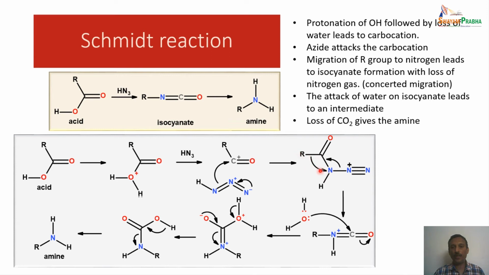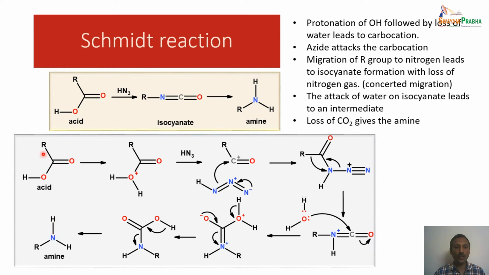This is a crucial step, and after the migration of the alkyl group, nitrogen is lost. This migration is very similar to the Beckmann rearrangement. The migration in this Schmidt reaction is also a concerted migration, that is, an intramolecular migration. This leads to the isocyanate formation, and this isocyanate is attacked by a water molecule, which leads to an unstable intermediate, and this loses a carbon dioxide molecule to give the amine as the final derivative. So in other words, an acid can be converted to the amine.